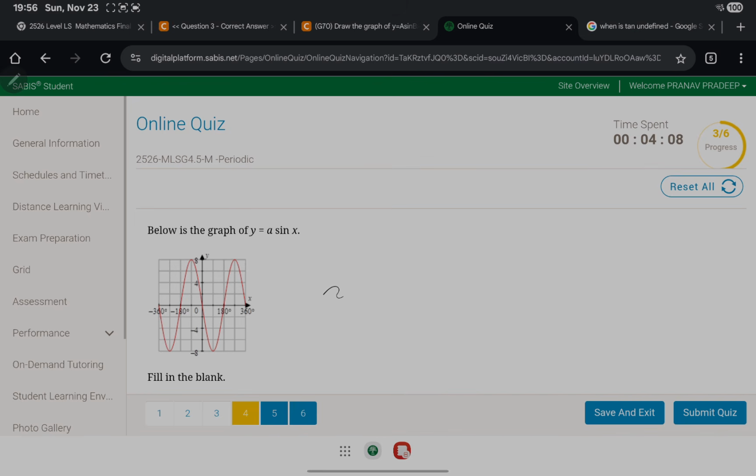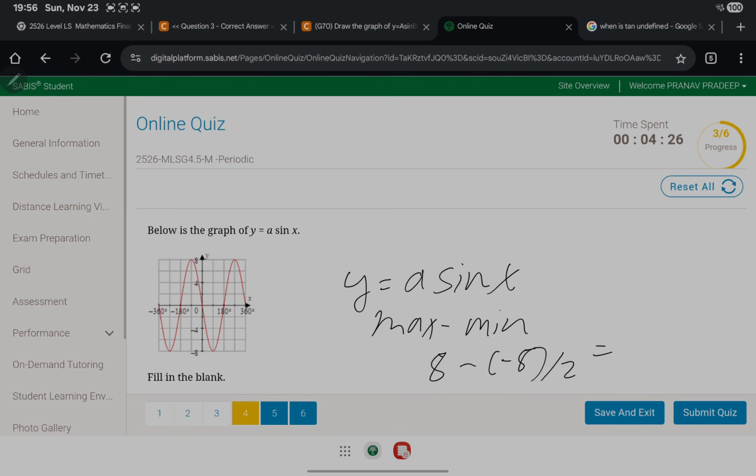Now it's y equals a sine x. Here we have the sine function, and we can do max minus minimum. So 8 minus -8 over 2, which will in turn give us 8. Okay, so the absolute value of a is equal to 8, but it's going to be -8, okay?